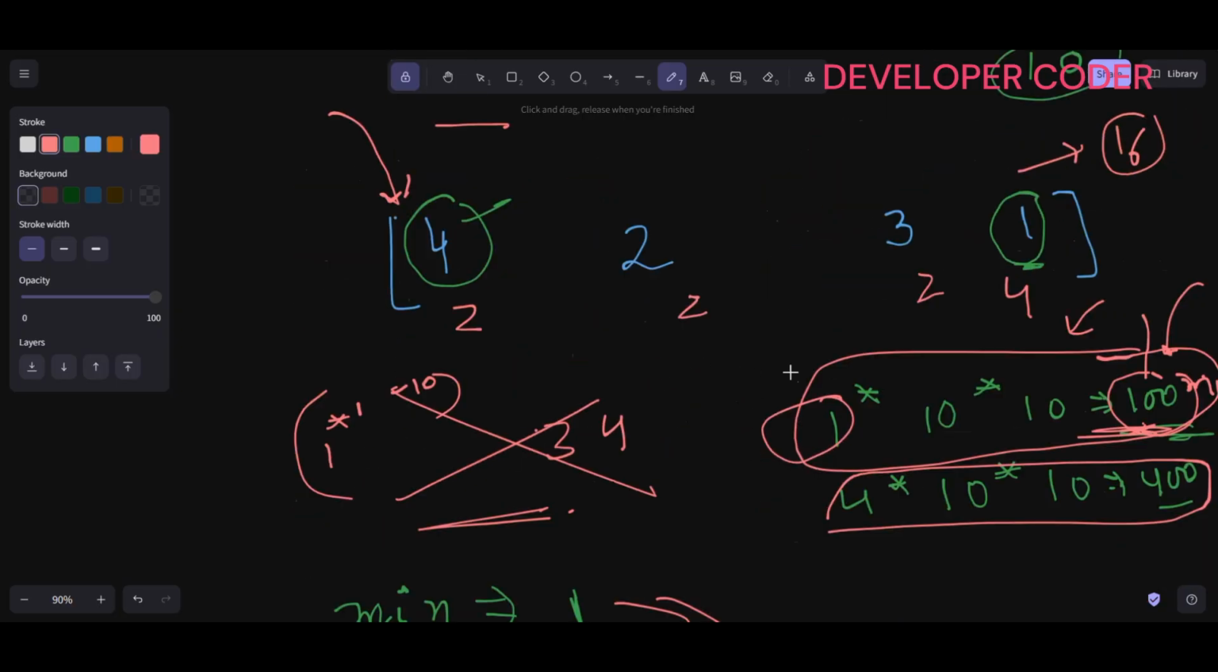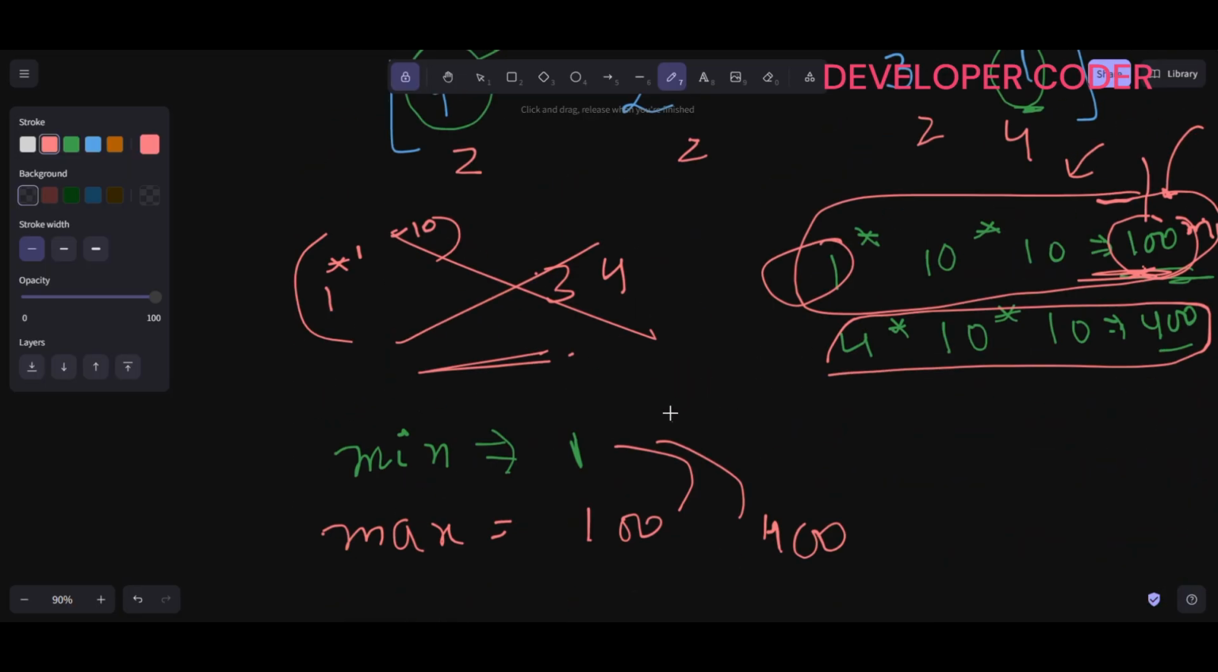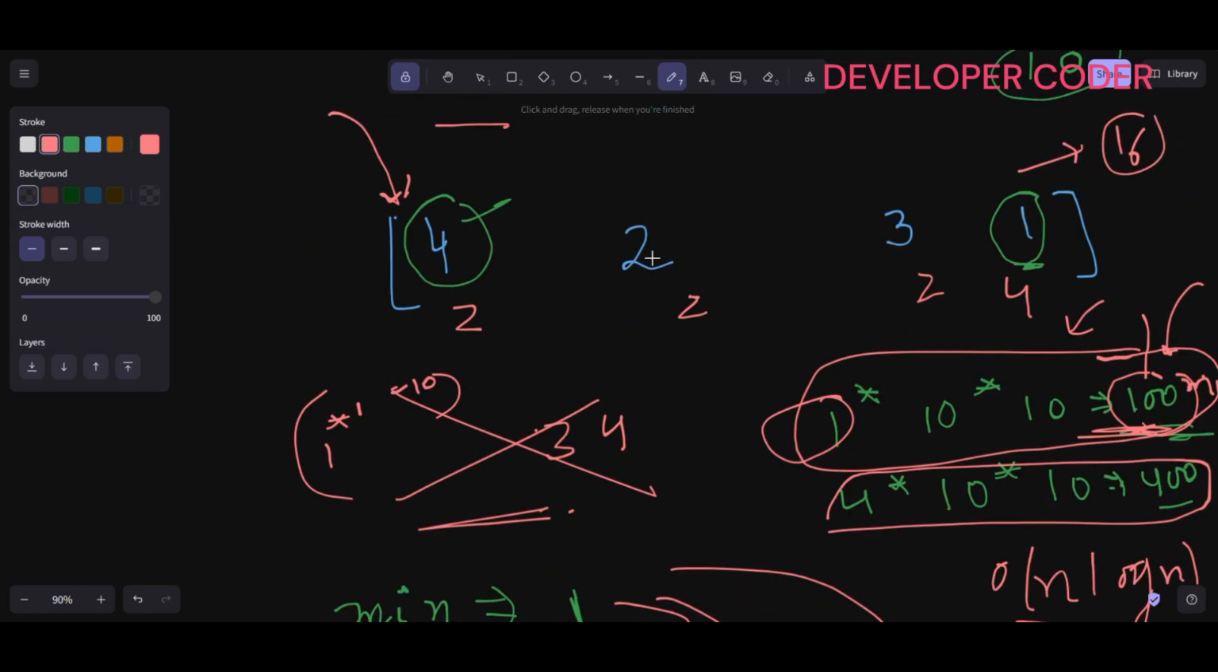Here, if there is some other rank, like suppose 2, then 2 into 10 into 10, 200 range. That is also fine, we need just 100. To get the 100 we would have to sort the array, but I don't want to sort the array, because then I will consume O(n log n) time complexity if I apply Arrays.sort on this array.